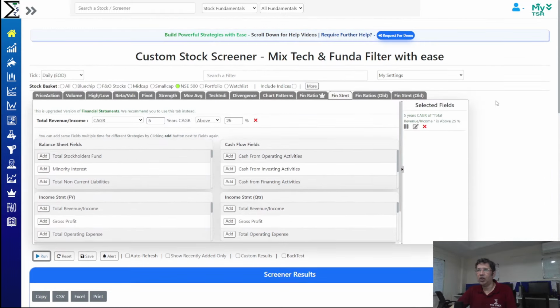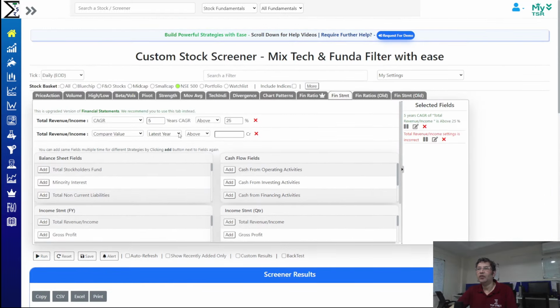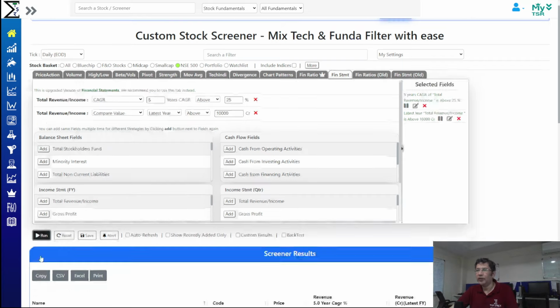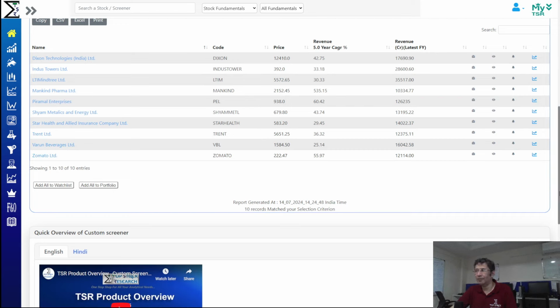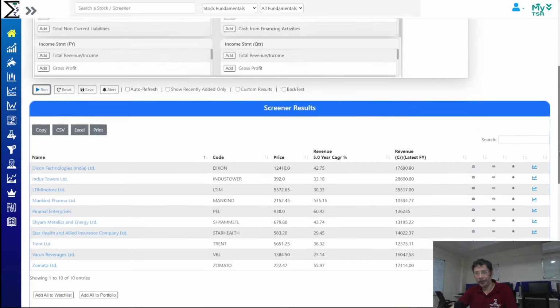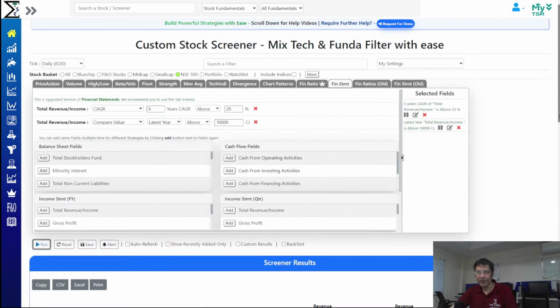Now on top of it, you may want to add another criteria which we used in the previous example, right? You want the company's value to be greater than 10,000 crores. So that's how you can mix two criteria out here, out of the same field, which is revenue. When you look at this, you get about 10 companies where the revenue is pretty decent, which is 10,000 crores, as well as CAGR is 25%, right?